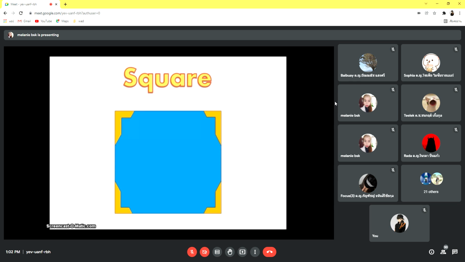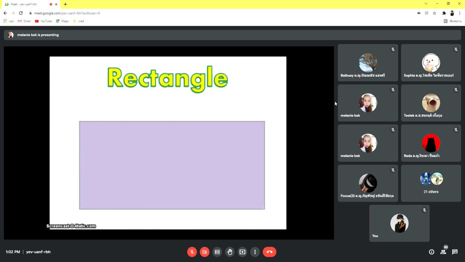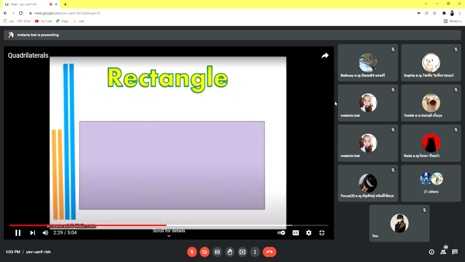Another quadrilateral that you've probably seen before is a rectangle. A rectangle, just like squares, they have 4 right angles. They also have 2 sets of parallel lines, right here and right here. But unlike a square, rectangles, if you were to take their sides off, their sides are not all equal to each other.